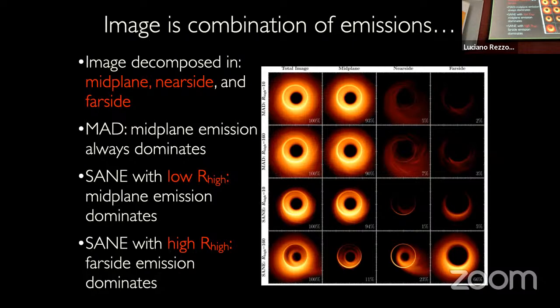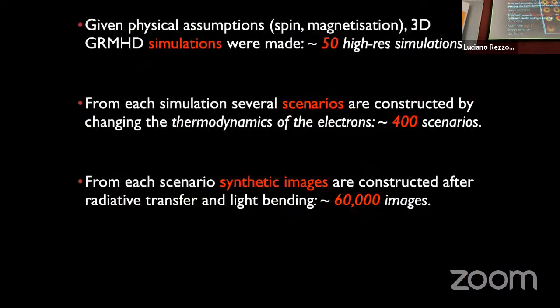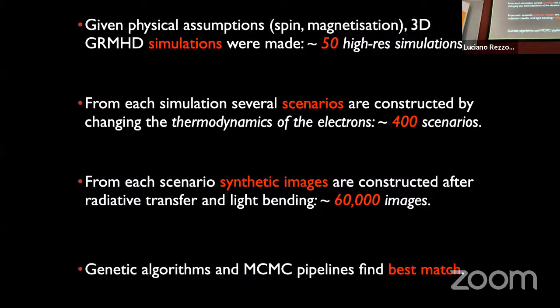The bottom line is that if you have just these objects, and just observations, it's very difficult to tell where the light is coming from. And that will bring in some degeneracy, as I will explain. So then we build 60,000 synthetic images, and then we have to compare the 60,000 with the 4 images we had produced through the observations.